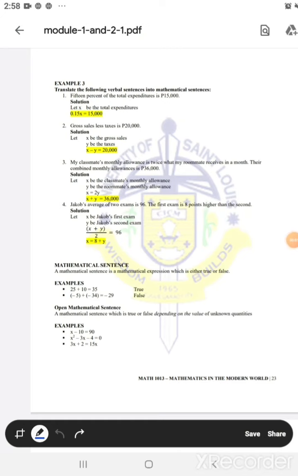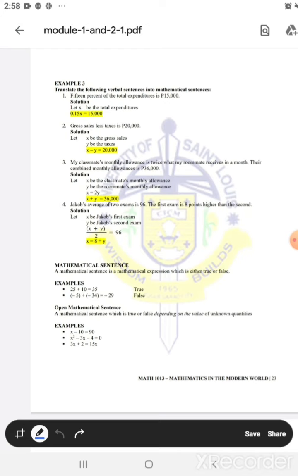Let's move to our third example. Translate the following verbal sentence into mathematical sentences. So, in this example, guys, we are translating your verbal into mathematical sentence. But take note the difference between your mathematical expression and your mathematical sentence. Your mathematical sentence is a complete thought wherein it is giving you an order to solve the problem. It is preparing you to solve the problem. Your mathematical expression is a part of that sentence.